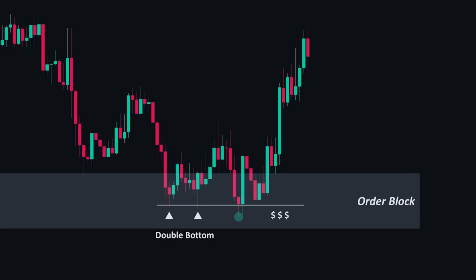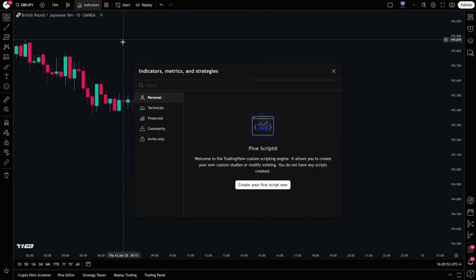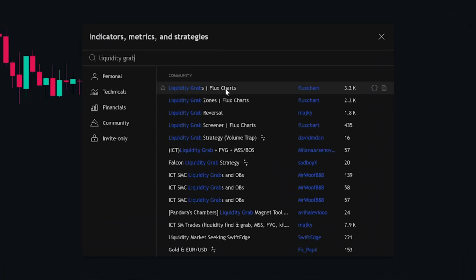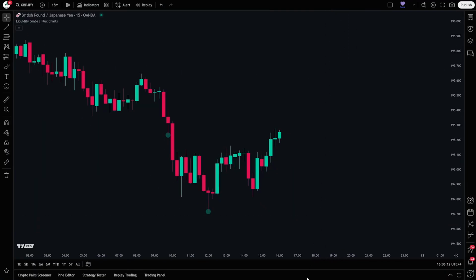Now, one important thing to note about the liquidity grab feature is that Flux Charts has provided it for free. To access it, simply open the Indicators tab on TradingView, type Liquidity Grabs, and select the indicator provided by Flux Charts. This gives you access to the same liquidity grab tool available in the Price Action Toolkit, allowing you to analyze the signals it provides directly on your own charts at no cost.